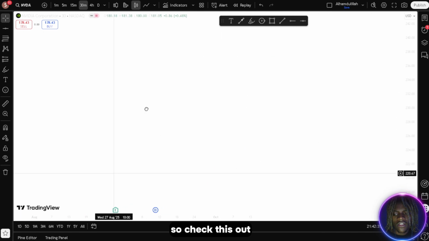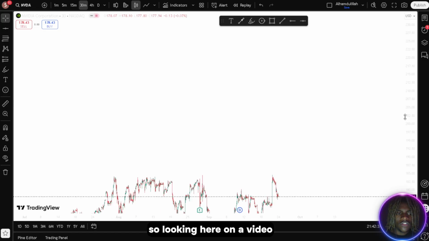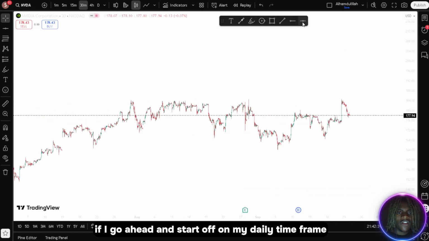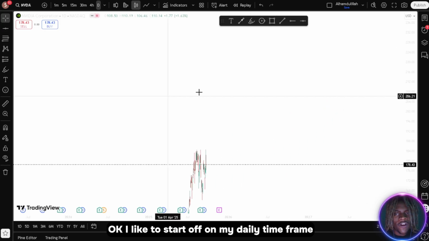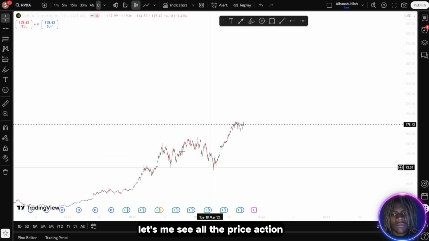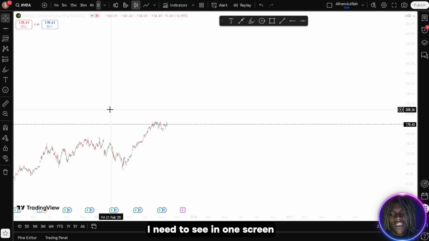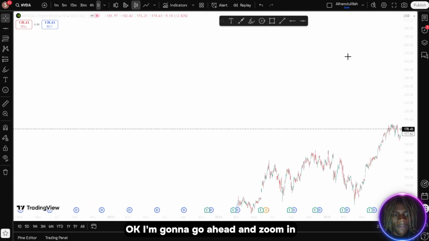and let me show you an example here. So check this out. Looking here on the video, I'm going to start off on my daily time frame. I like to start off on my daily time frame. It gives me my bird's eye view and lets me see all the price action I need to see in one screen. I'm going to zoom in.